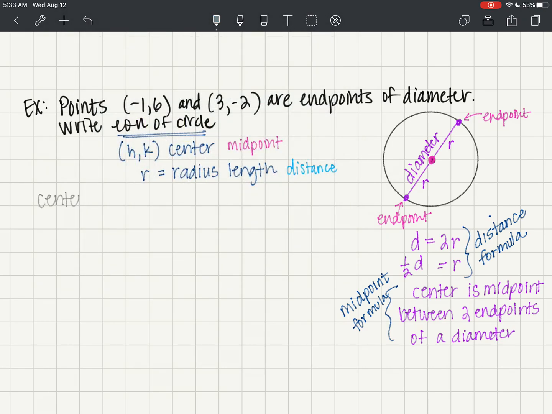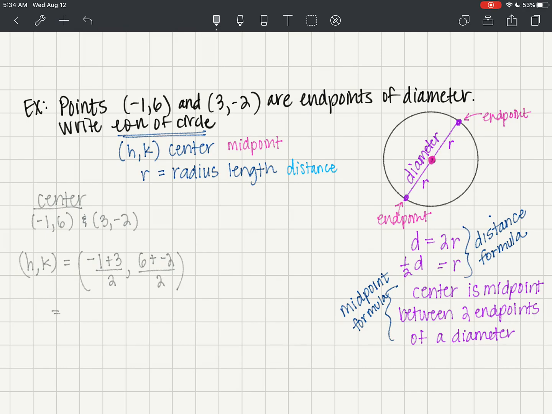So the center is going to be located halfway between (-1, 6) and (3, -2). So h comma k is equal to the average of the x values, comma, the average of the y values.